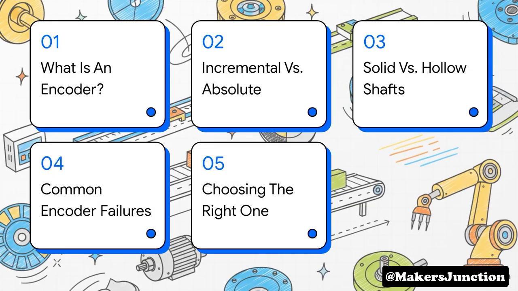Here's a quick look at our roadmap for today. We'll be covering what is an encoder, incremental versus absolute encoders, solid versus hollow shafts, common encoder failures, and finally, choosing the right encoder. Okay, let's dive right into this.